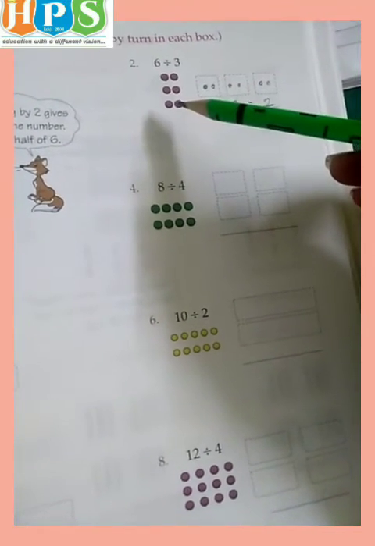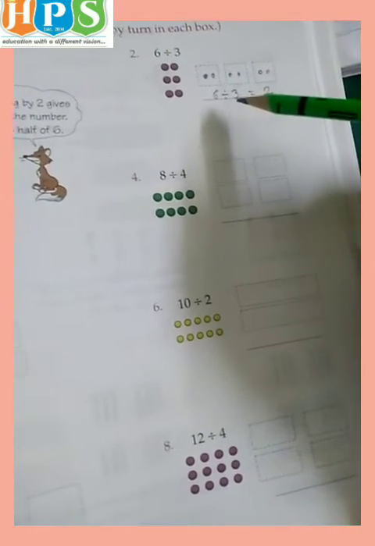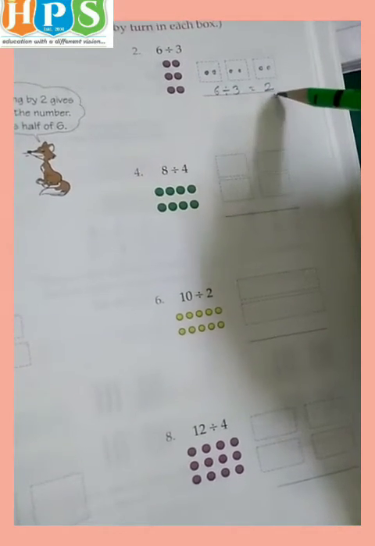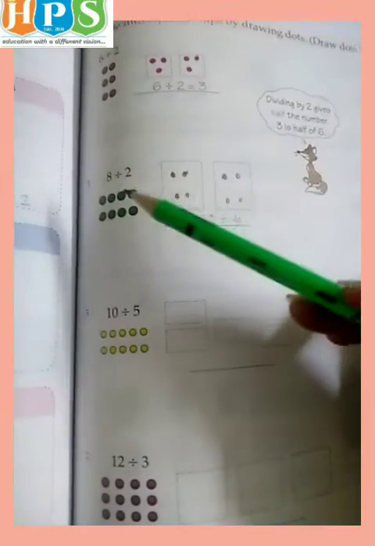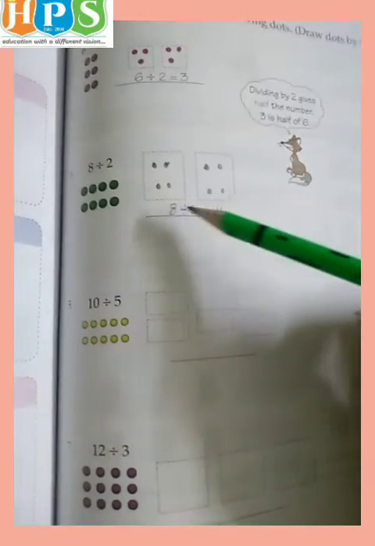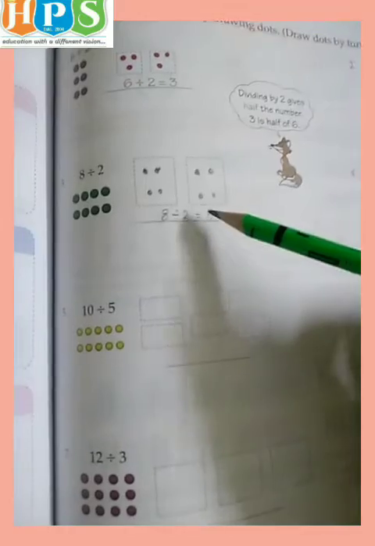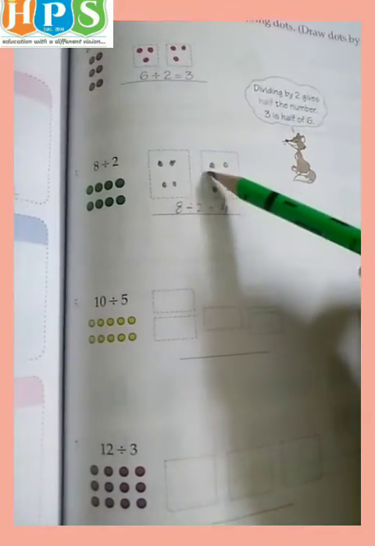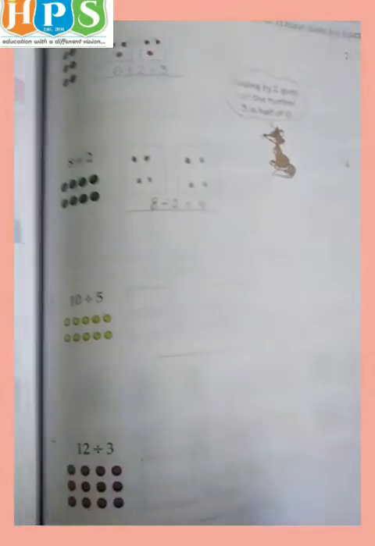6 divide 3. How many dots? 3 1s are 3, 3 2s are 6. It means 2 dots. 8 divide 2. How many dots? 2 4s are 8. It means 4 dots in each box. Okay. Complete this page number 88 and 89. Turn the page.